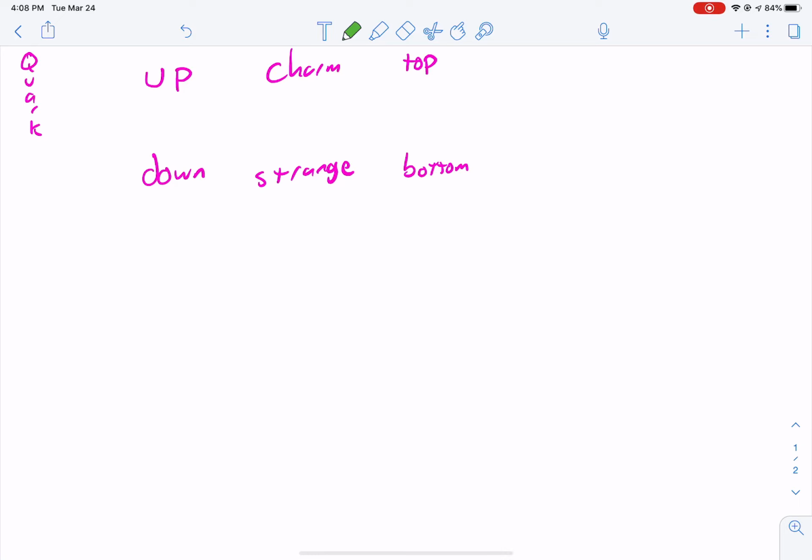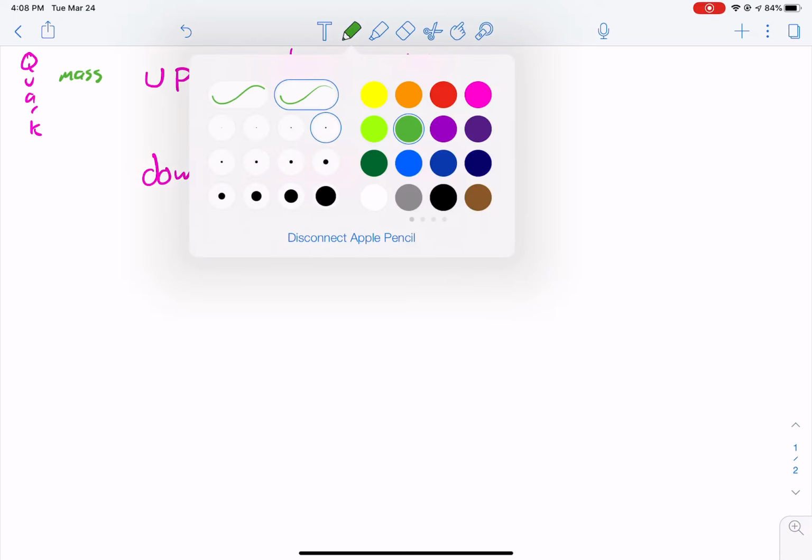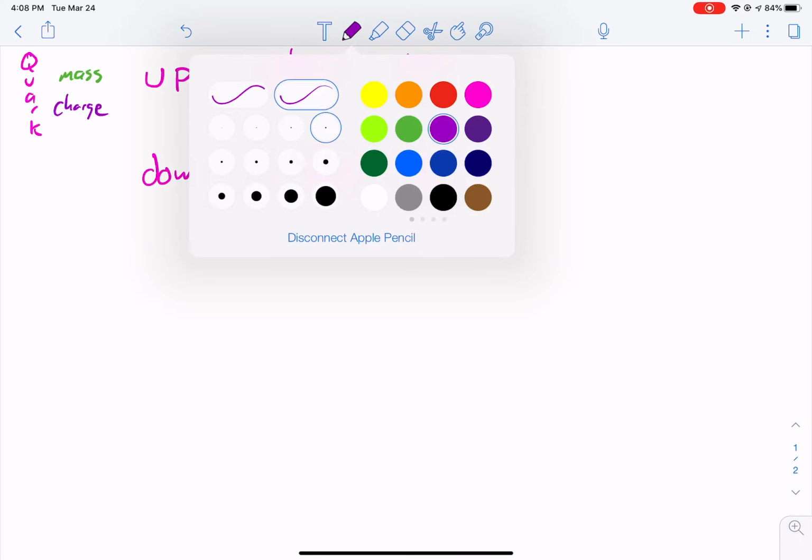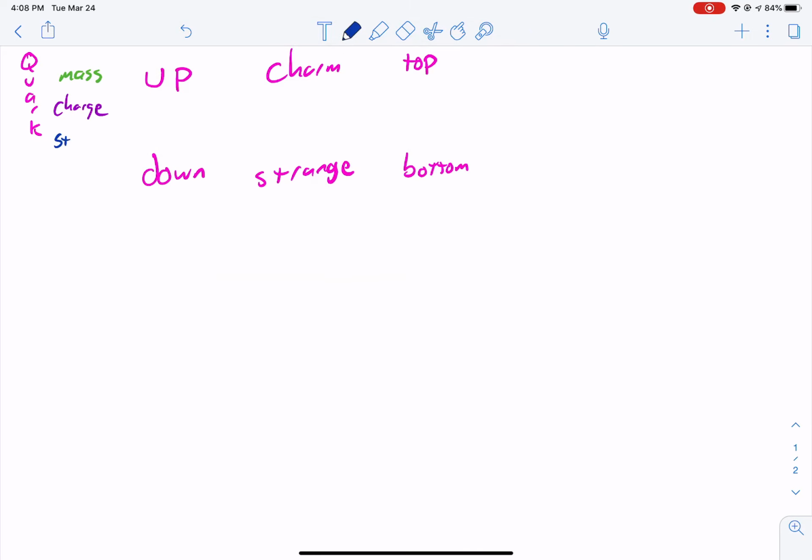The three variables are the charge, the mass, and the strangeness. The charge, the mass, and the strangeness. That seems sort of weird. Actually, I'm going to put these in different colors so we can tell them apart. So mass will be green, purple will be charge, and blue will be strangeness. Okay. So first, let's talk about mass.